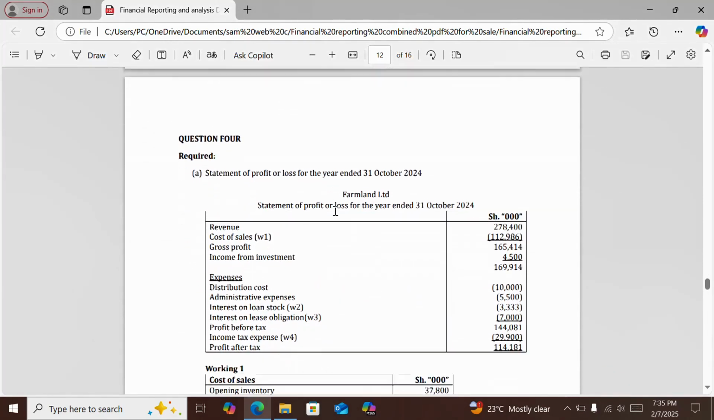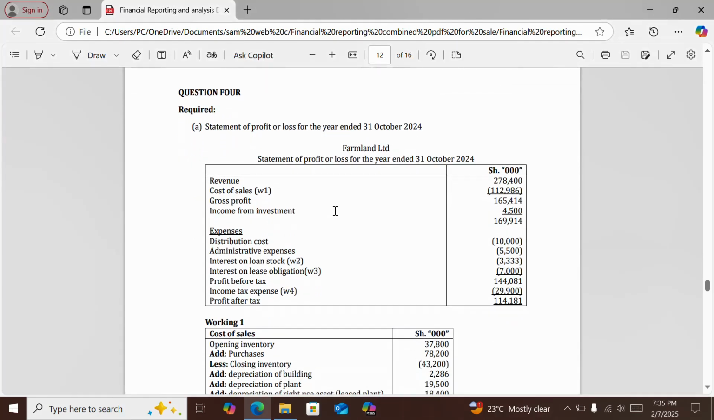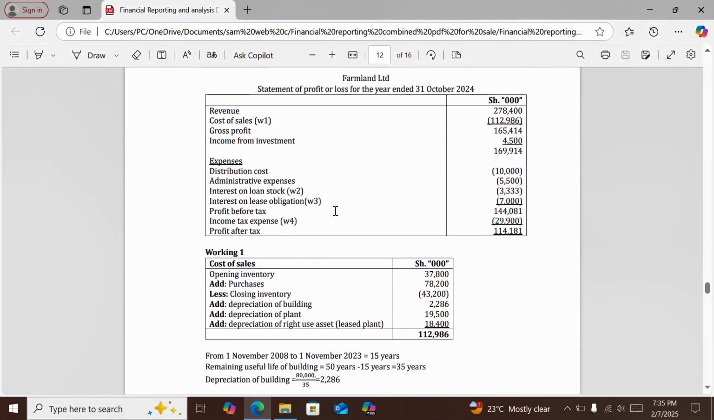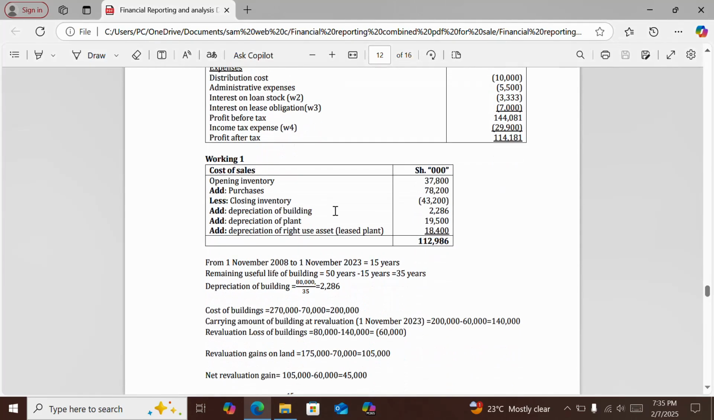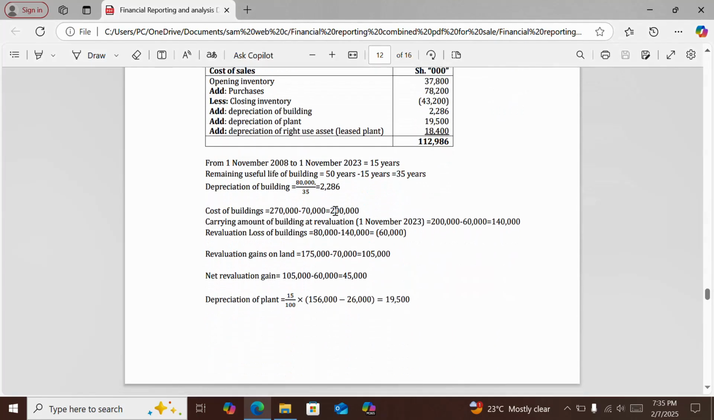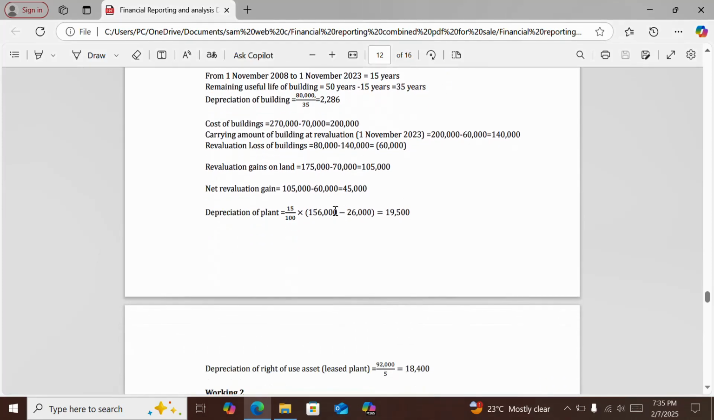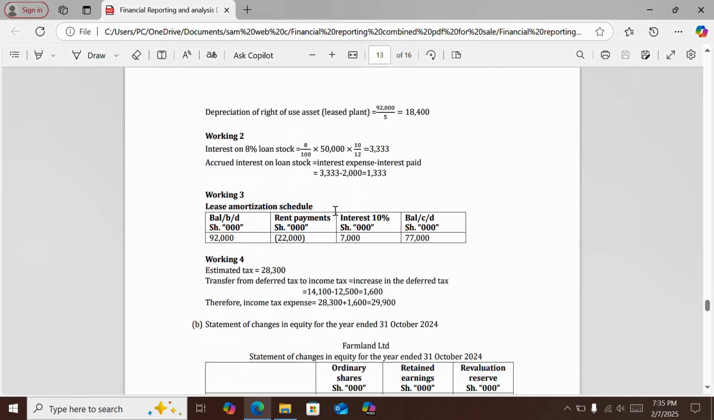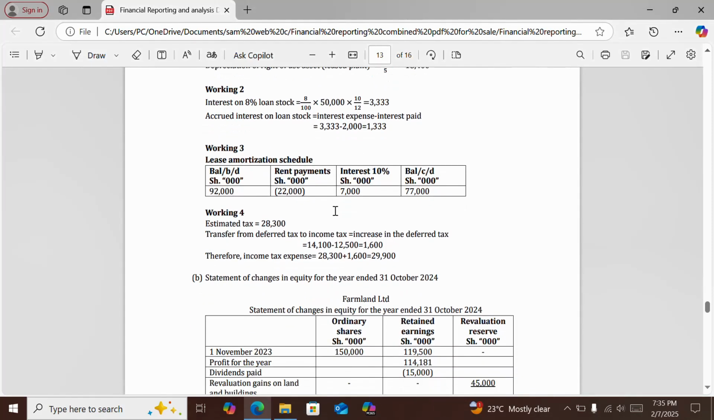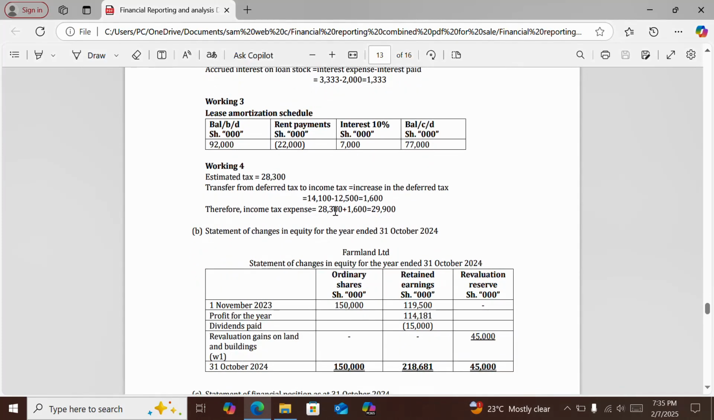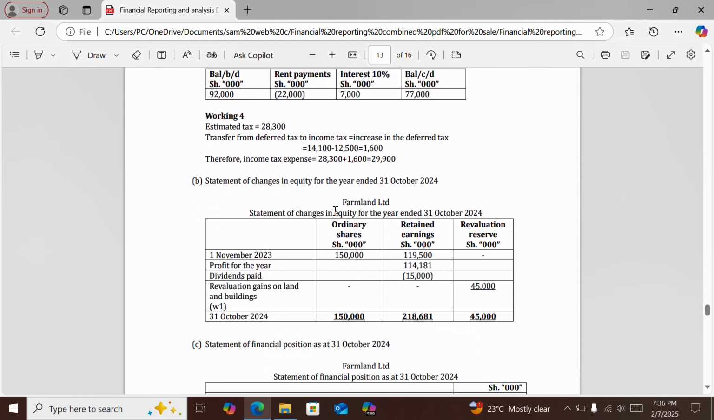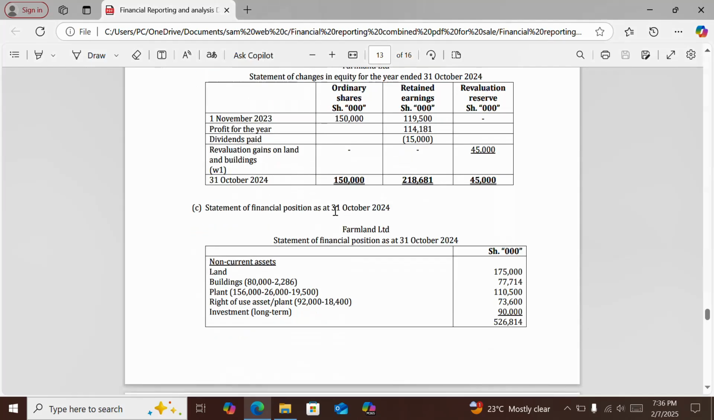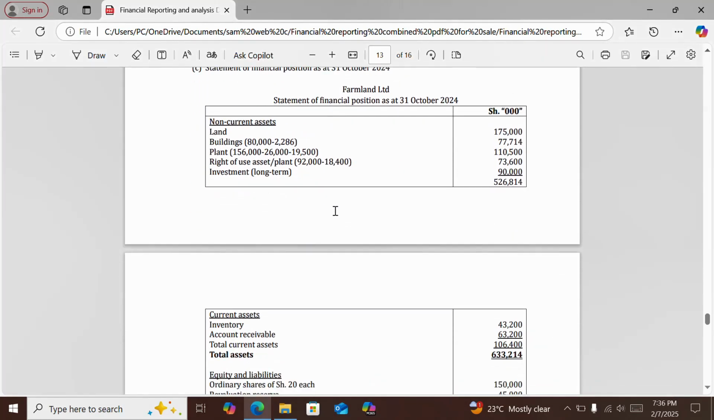Then we go to question four, statement of profit or loss for the year ended 31st October 2024 for Farmland Limited. So that is a statement of profit or loss. Then we have a working for the cost of sale. Then depreciation of right of use asset, that is the leased plant. Then working two for the interest on 8% loan stock. Working three, lease amortization schedule. Working four of the tax. Then we have the statement of changes in equity. And then we have the statement of financial position.